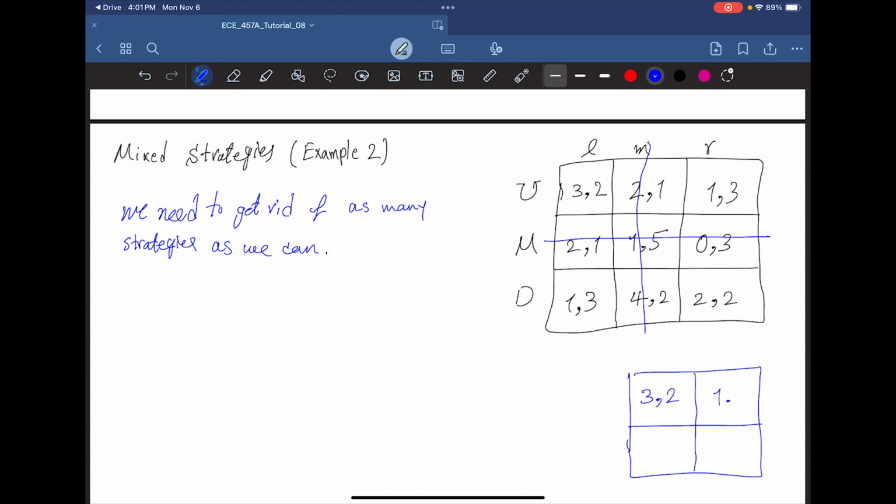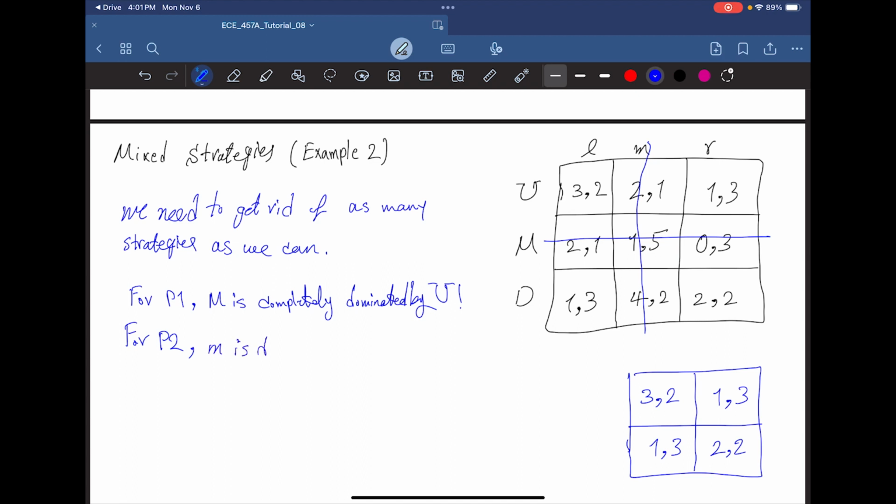3, 2, 1, 3, 3, and 2, 2. Okay, so for player 1, M is completely dominated by U. And for player number 2, M is dominated by L. Okay.